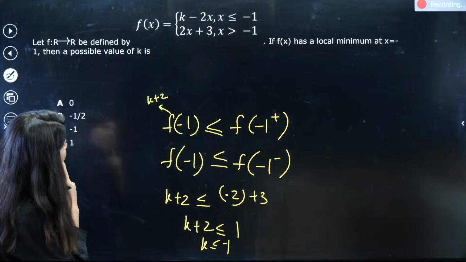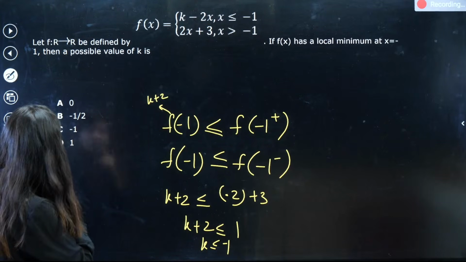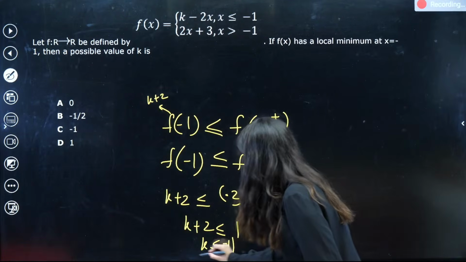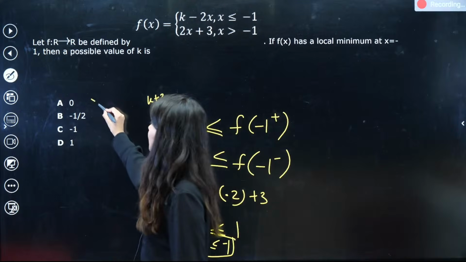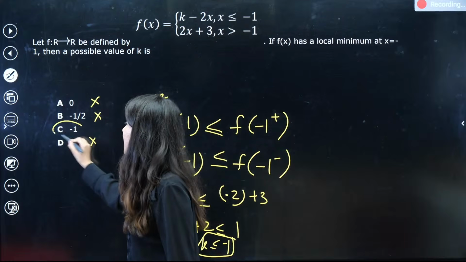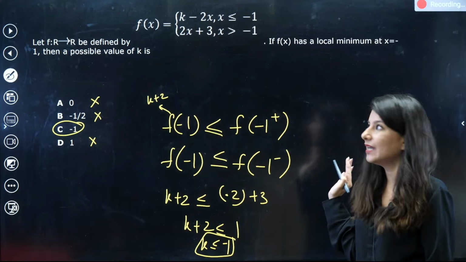Is it correct? Local minimum, right? So k is less than or equal to minus 1. Yes, can you see? k is less than or equal to minus 1. So this option is wrong. This option is also wrong. So only minus 1 is the border value. Okay, option C is absolutely right.